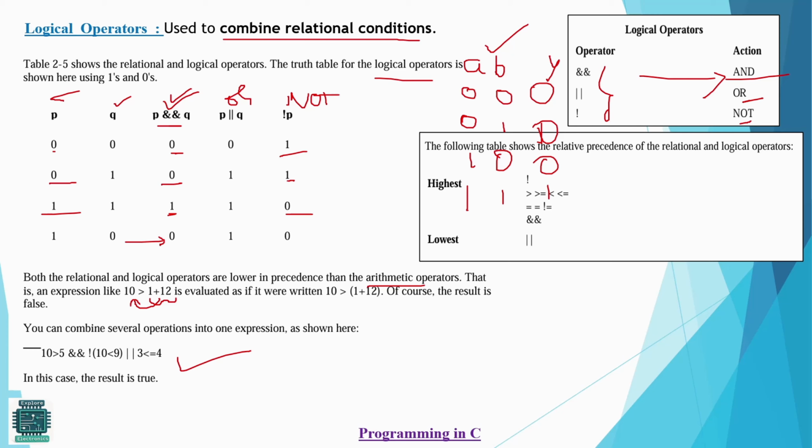Now here you can see, let me erase this. I hope you have taken that. Here you can see the precedence of relational and logical operators from highest to lowest, and make sure you write the precedence because it is given in your textbook also. So make sure you write this part also, so you'll get your full marks.